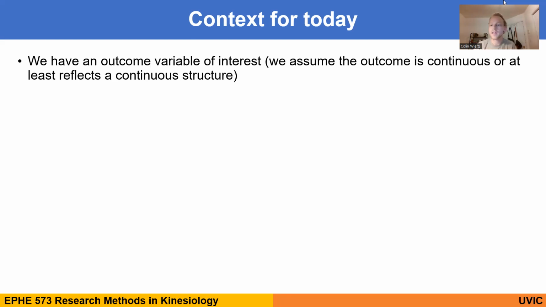But for the sake of this, we're going to assume that our outcome reflects enough of a continuous structure to apply regression. And it's important because if our variables don't reflect a continuous structure, then it's going to be harder for us to meet our model assumptions around the errors in our model, whether our errors are actually appropriate and reflecting the structure they're supposed to reflect.